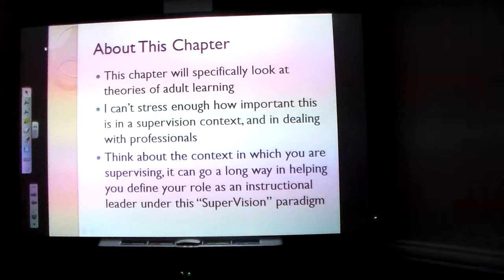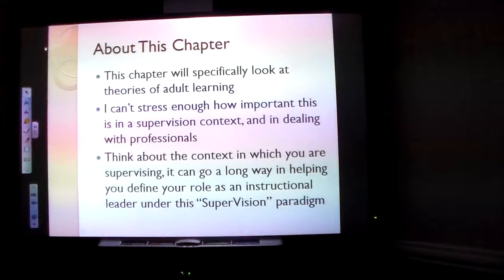So it's important. It's important that we understand it from a supervision context, and it's important that you understand it as somebody who's eventually going to be in charge of managing multiple people that are adults in your district and in your building. So I think this is important. I want you to use it in the context of what you're supervising and try to look at it when you're defining your role as an instructional supervisor and as an instructional leader in your programs.